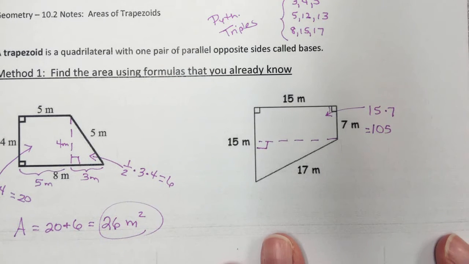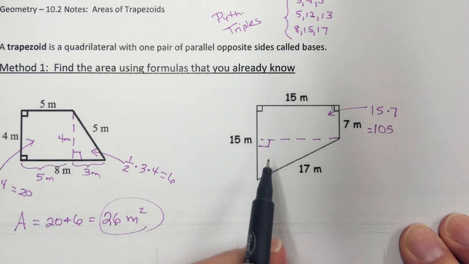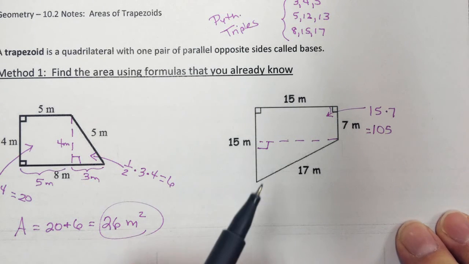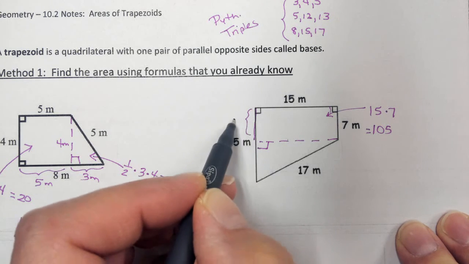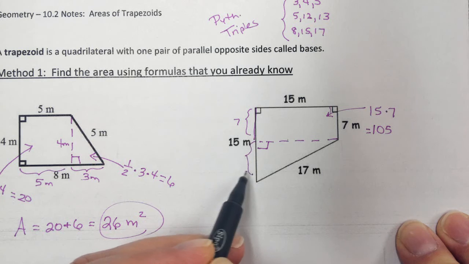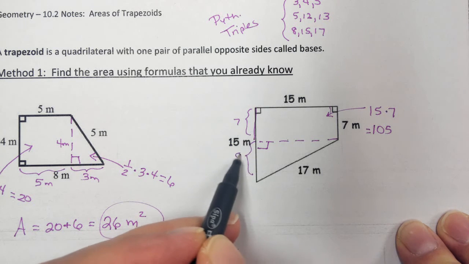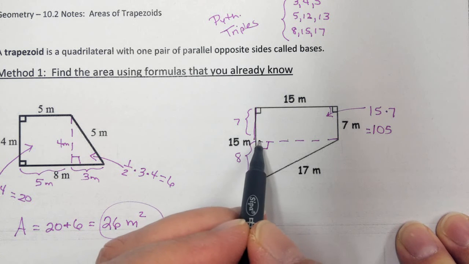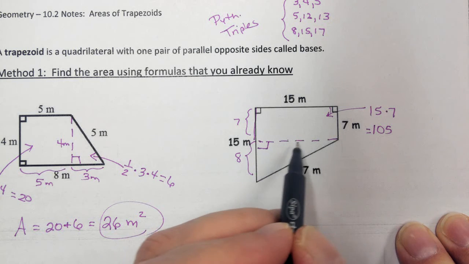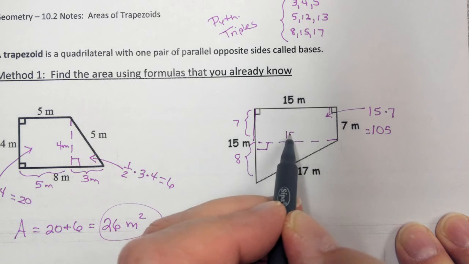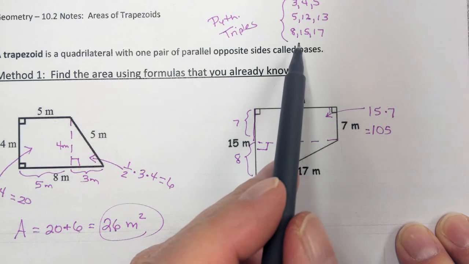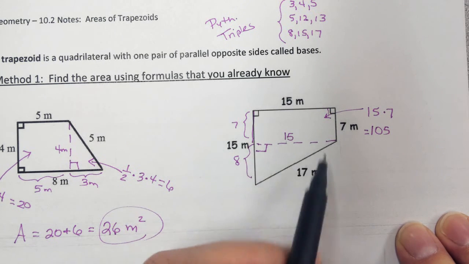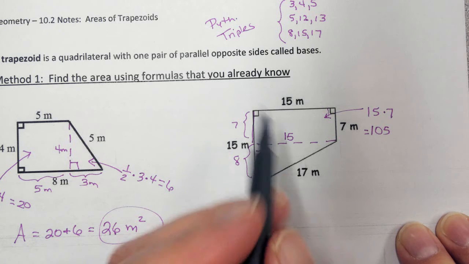And then the triangle, well, let's see. From here to here is 7. From here to here is 8, because 7 plus 8 is 15. And this dotted line is 15. This is an 8, 15, 17 triangle. That's one of our Pythagorean triples. Sometimes you won't be given all the pieces and you have to figure them out for yourself.